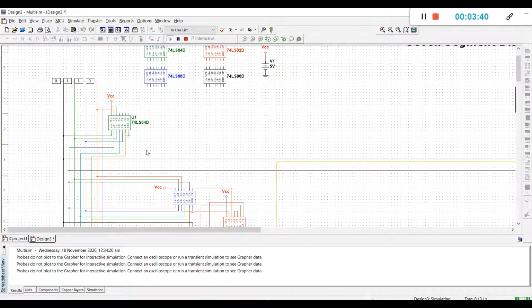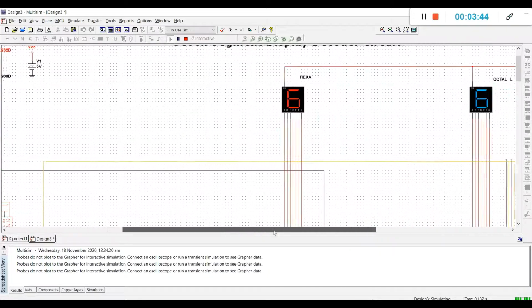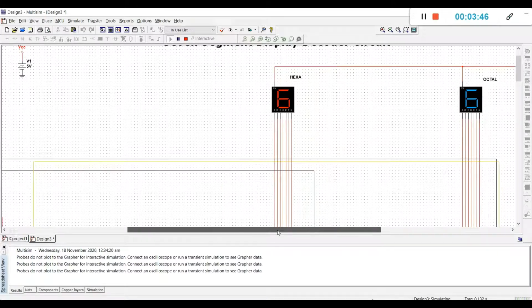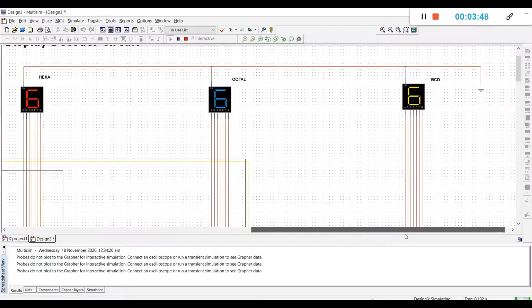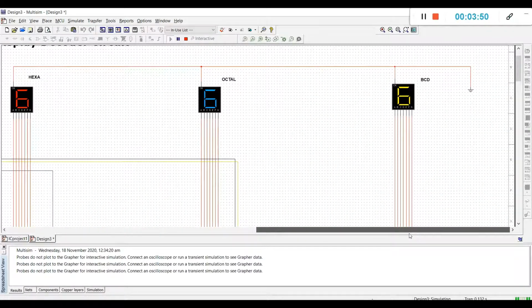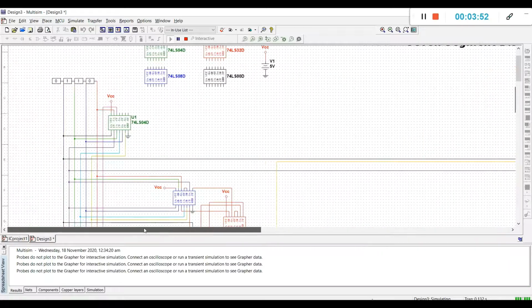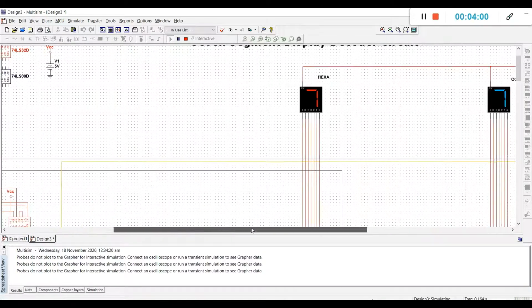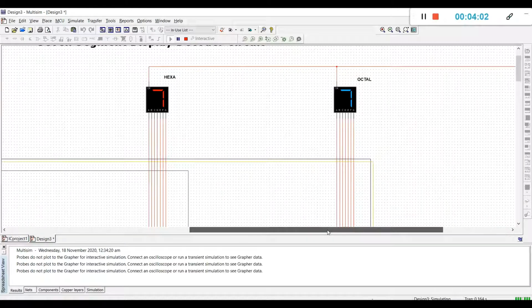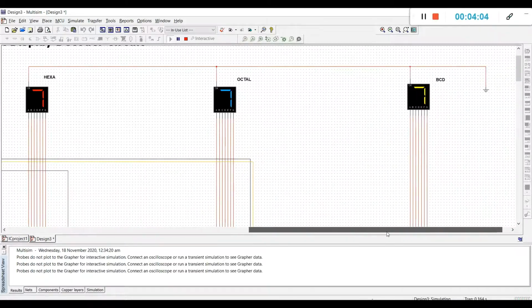Next input is 0, 1, 1, 0, which is equal to 6. So the hexa is 6, the octal is 6, and the BCD is also 6. Next is 0, 1, 1, 1, which is equivalent to 7. So the hexa is 7, octal is 7, and the BCD is 7.